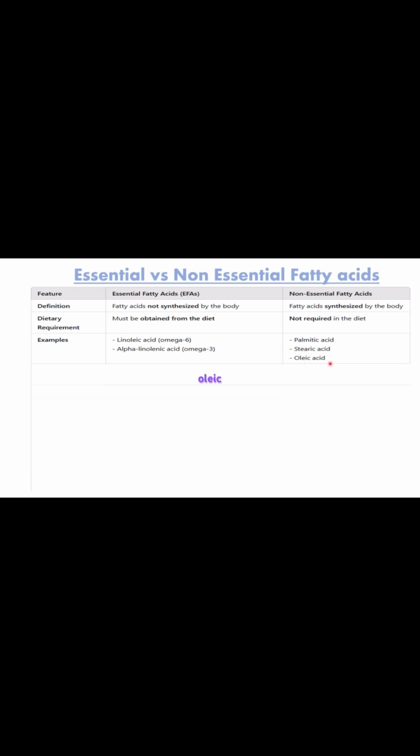acid, and oleic acid. Coming to the precursors, these essential fatty acids are precursors for long-chain fatty acids like docosahexaenoic acid, eicosapentaenoic acid, and arachidonic acid, while non-essential fatty acids are precursors for triglycerides, phospholipids, and other lipids.